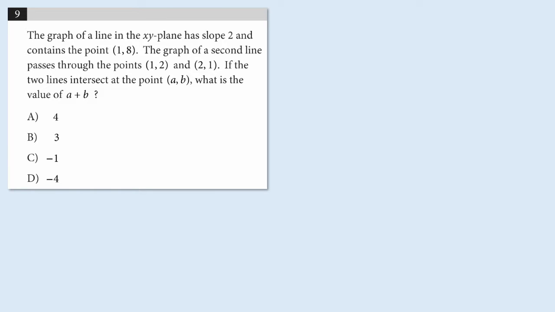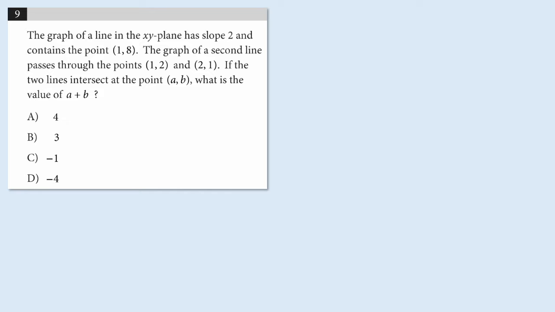This is a problem from the College Board. It comes from section 3 of the SAT test. Calculators are not allowed on this section. It's a multiple choice question that says, the graph of a line in the xy plane has slope 2 and contains the point (1, 8). The graph of a second line passes through the points (1, 2) and (2, 1). If the two lines intersect at the point (a, b), what is the value of a plus b?